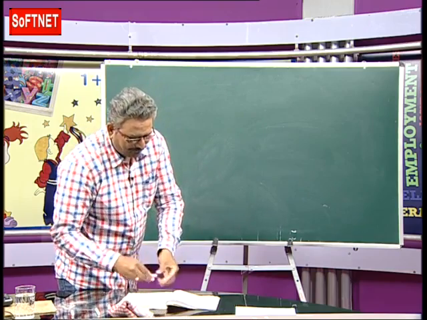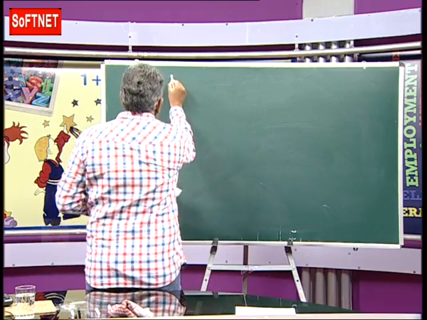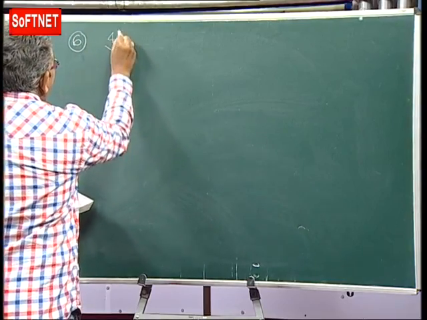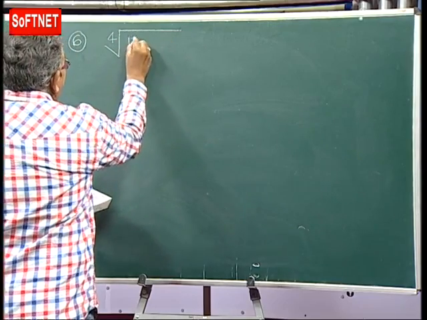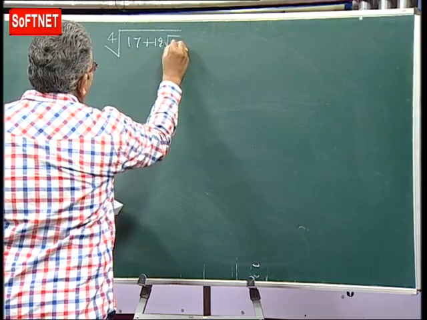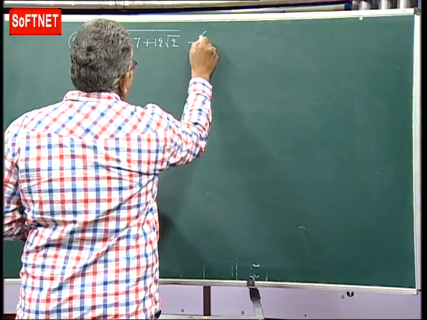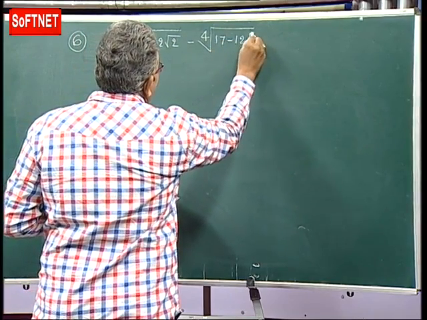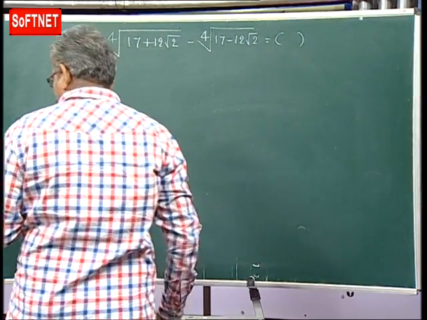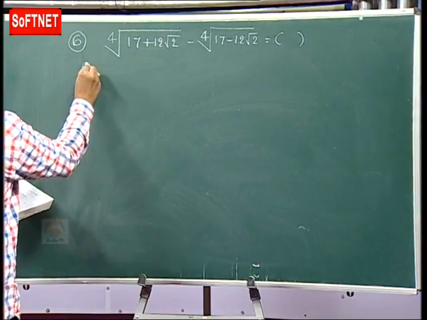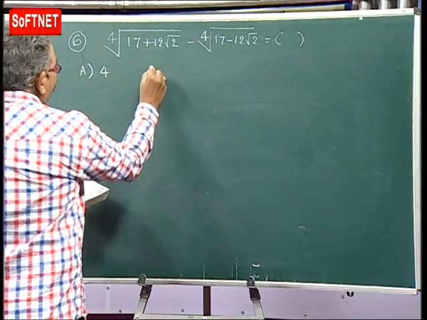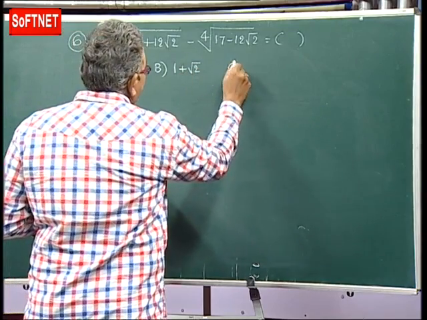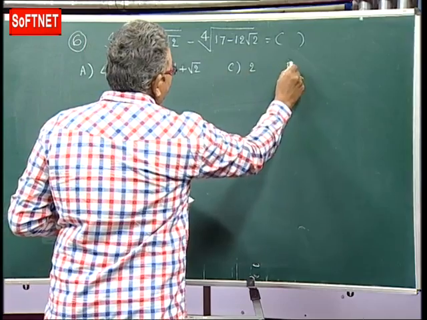Let us move to the next problem. Fourth root of 17 plus 12 root 2, minus fourth root of 17 minus 12 root 2. Options: A 4, B 1 plus root 2, C 2, D 17.